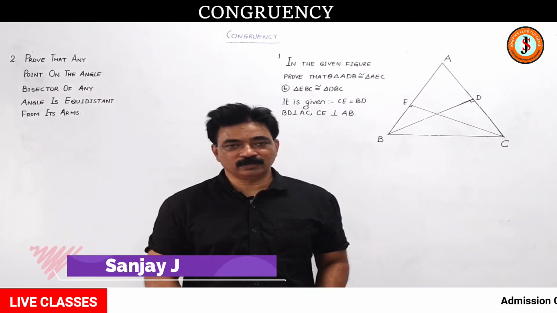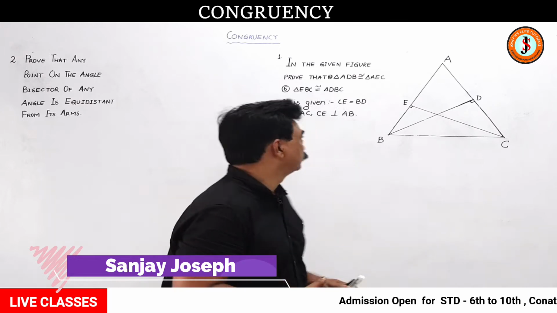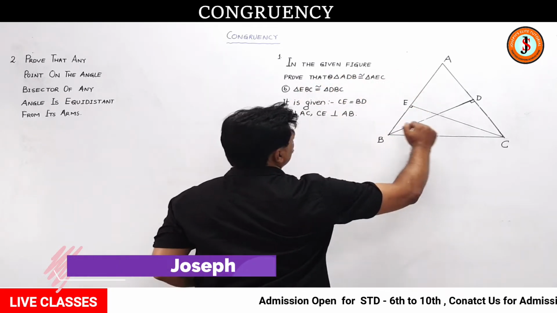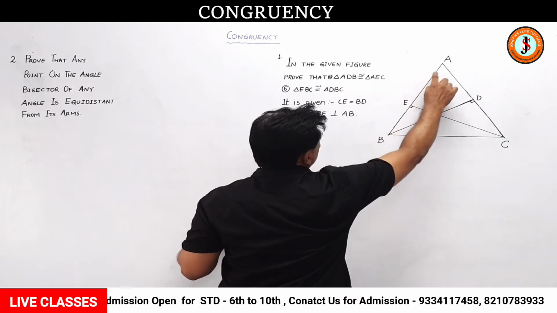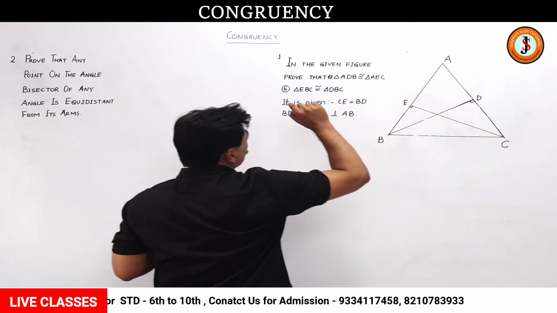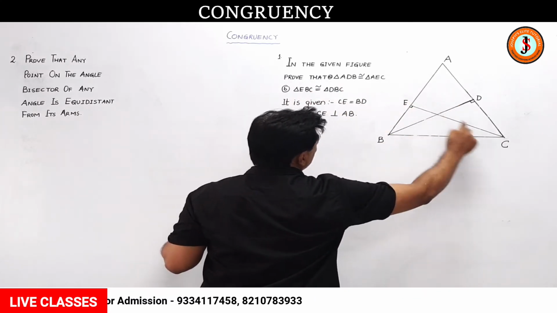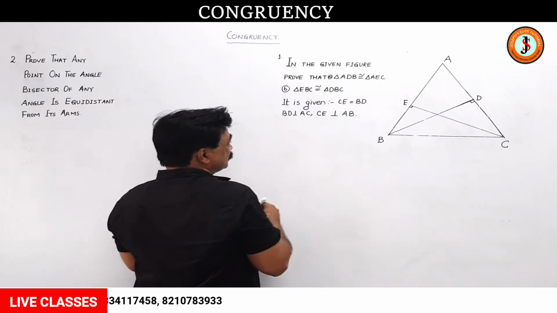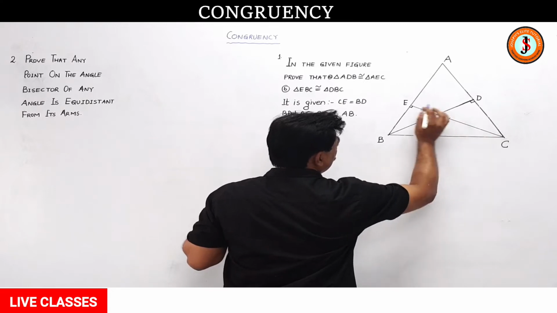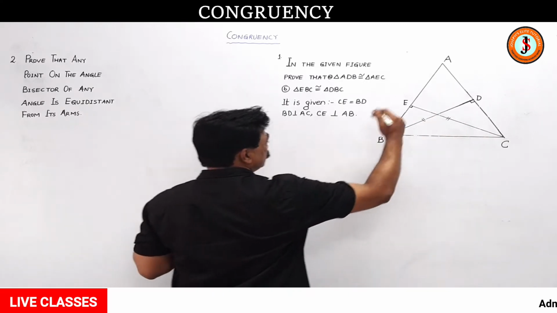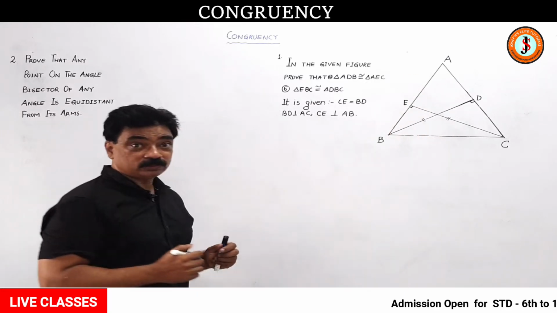Students, let us go ahead with a few more problems of congruency. So, let us have a look on the problem. In the given figure, prove that triangle ADB is congruent to triangle AEC and triangle EBC is congruent to triangle DBC. It is given CE is equal to BD. That means these two lines, the altitudes, are equal, and BD is perpendicular on AC and CE is perpendicular on AB. So, we start marking.